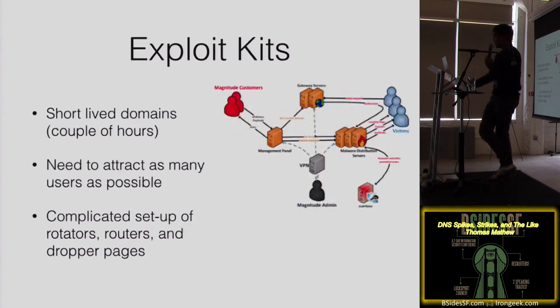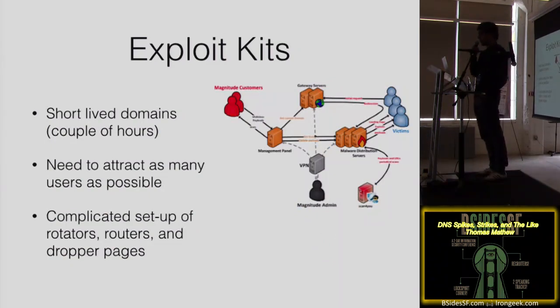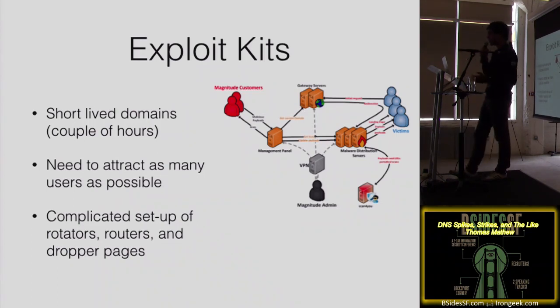So this is a classic example of how the exploit kit flow goes. You have a bunch of poor guys who visit a set of websites, and these websites redirect them to a set of malware distribution servers. These servers then send them through further redirections until finally they reach what's called the dropper page. And this can include a variety of domains along the way: rotators, routers, and then finally dropper pages.